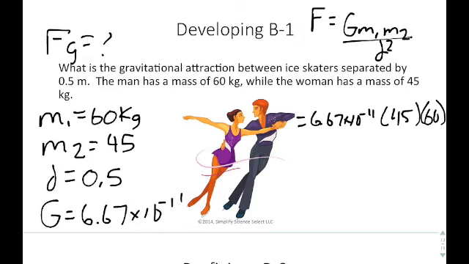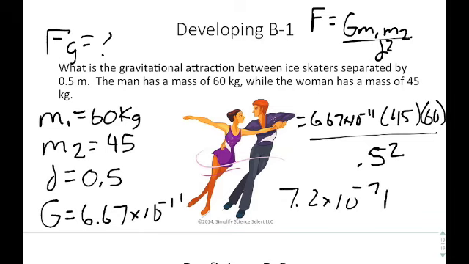I actually reversed those two, but it doesn't matter. Divided by 0.5, and this is where everybody tends to mess up. The 0.5 is a squared term. If you were to take this and plug it into your calculator, you would end up getting a value of about 7.2 times 10 to the minus 7th newtons.